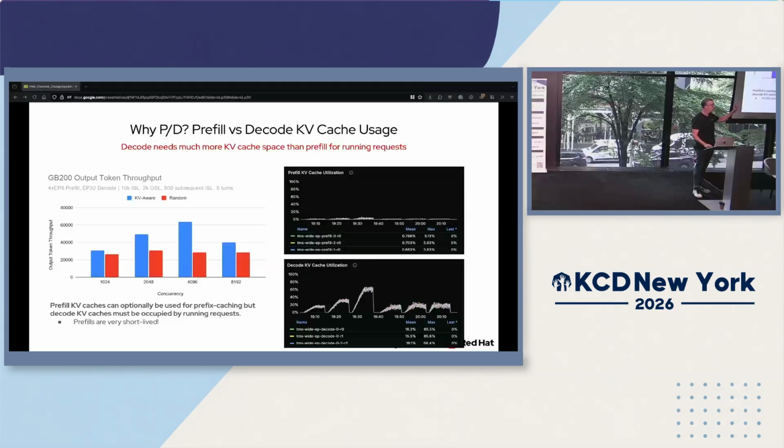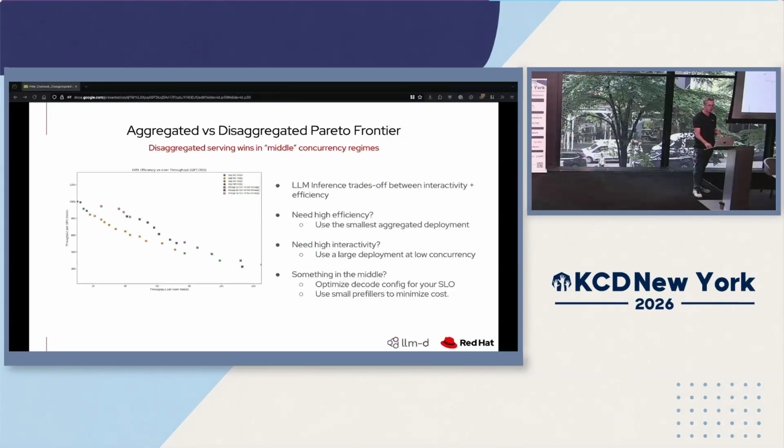On the left side of the chart, KV cache aware routing, the blue bars, blows away standard load balancing, which we talked about before. If we put this all together and compare these different configurations of prefill and decode, what we see on the chart is that disaggregated serving wins right in the middle. The reason is that LLM inference is a trade-off between interactivity, how fast the user gets tokens, and efficiency, which is GPU throughput and cluster cost.